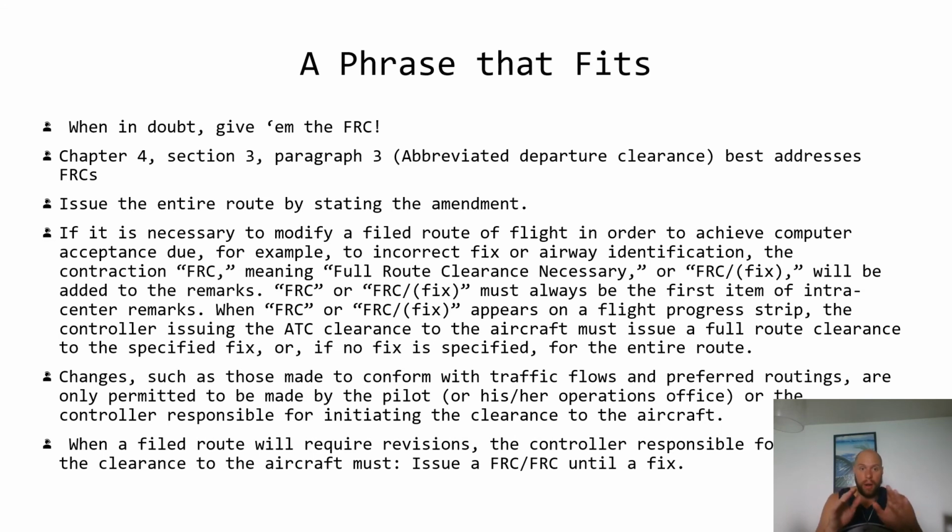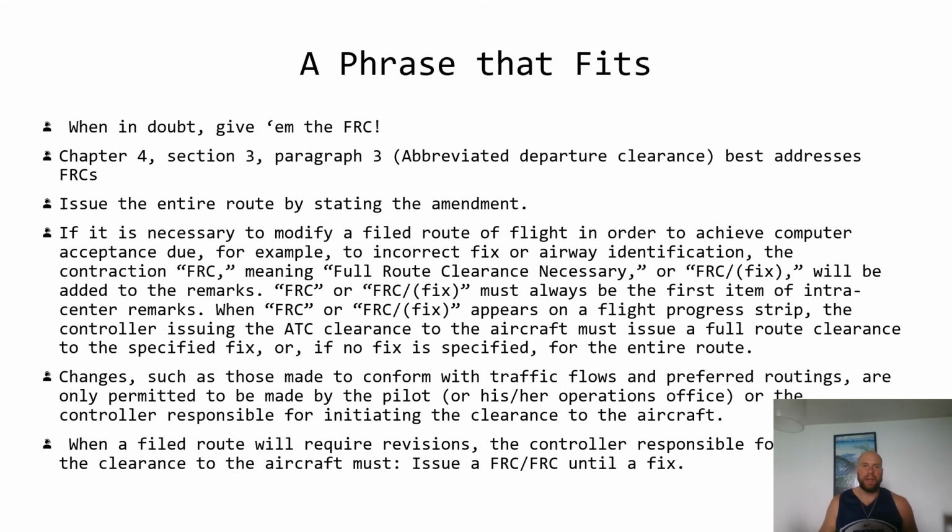So we are adjusting this situation to make sure it fits the context of the proper rule, which in fact is in this particular chapter of the 7110. So changes to conform with traffic flows and preferred routings are only permitted to be made by the pilot or his or her operations office or the controller responsible for initiating clearance, which is us. We are initiating it. When a filed route will require revisions, the controller responsible for the clearance to the aircraft must issue an FRC or FRC to the fix. So now we kind of understand what our job here is.